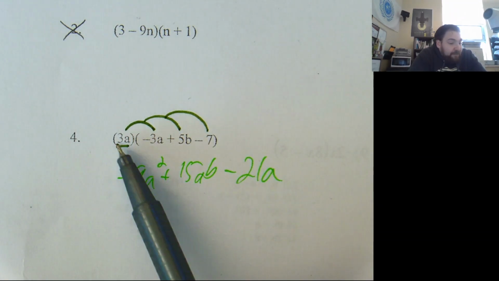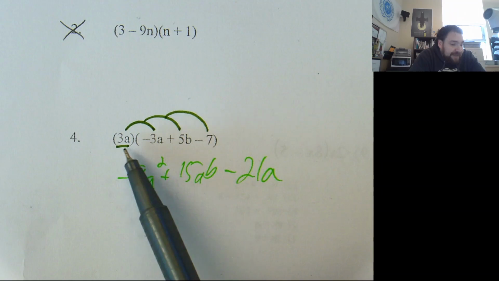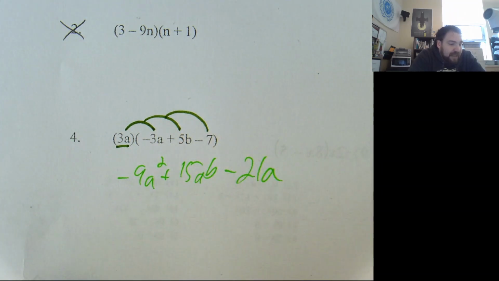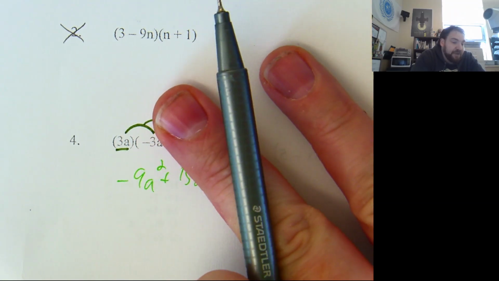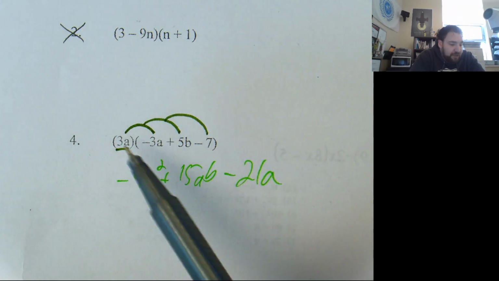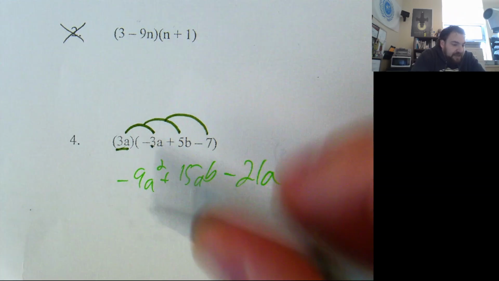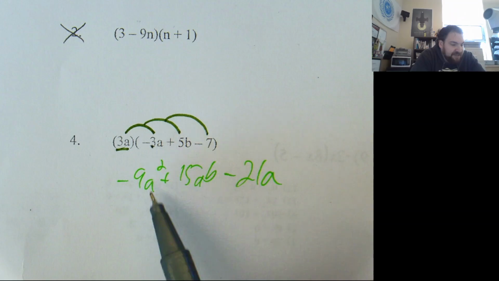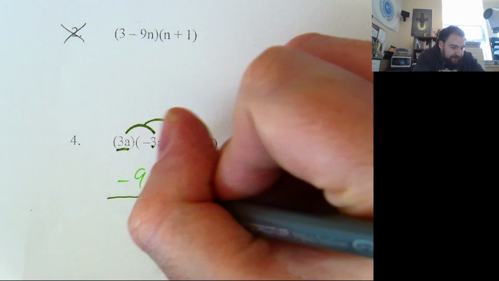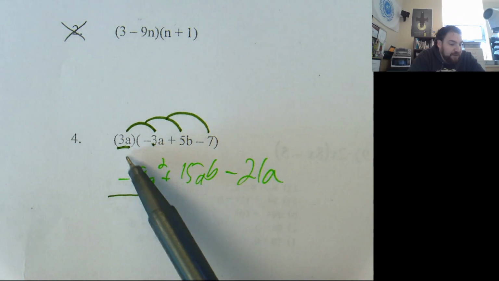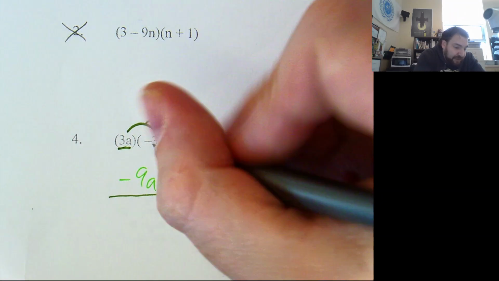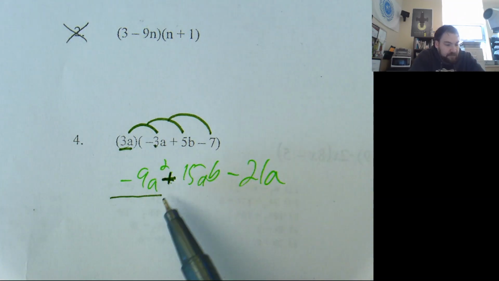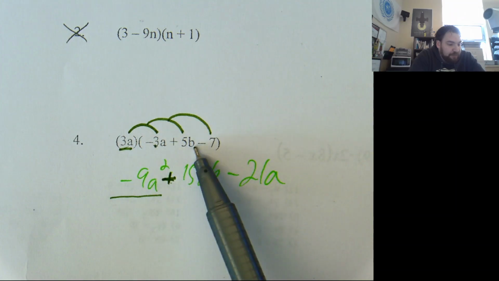For each one, I multiply the numbers first, the coefficients first, and then any letters. And if something doesn't have a corresponding piece, then it just comes along for the ride. So, for example, the first two things we multiply together: 3a times negative 3a. 3 times negative 3 is negative 9, and a times a is a squared. That's this first term here. Then we multiply the 3a by the 5b. 3 times positive 5 is positive 15, so that's why this plus sign is here. And then there is no a to group it with.